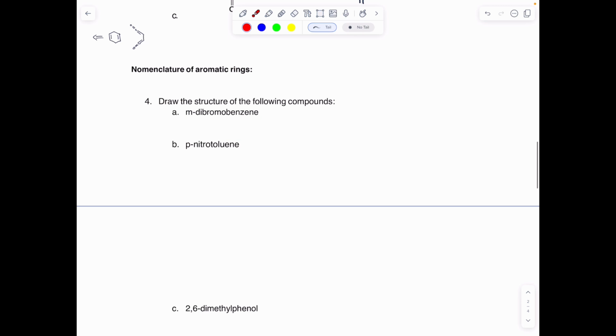All right, moving on to nomenclature. Question 4 says to draw the structure of the following compounds. So this first one is m-dibromobenzene. So I'm going to start with the parent structure, which is benzene. And so the m indicates that the substituents are meta to each other, and dibromo indicates that we've got 2 bromines. So I'm going to draw the first bromine, and then from here we need to figure out ortho, meta, para, because it's m, so we know this is the ortho position, that's the meta position, and that's the para position. So meta indicates that the other bromine will be right there.